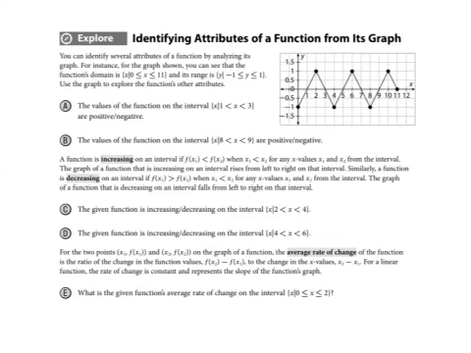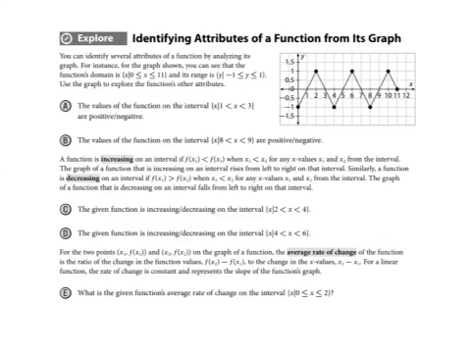Identifying attributes of a function from its graph. You can identify several attributes of a function by analyzing its graph. For instance, for the graph shown, you can see that the function's domain is x such that 0 is less than or equal to x, which is less than or equal to 11, and its range is y such that -1 is less than or equal to y, which is less than or equal to 1. Use the graph to explore the function's other attributes.